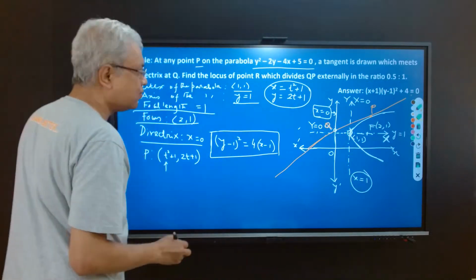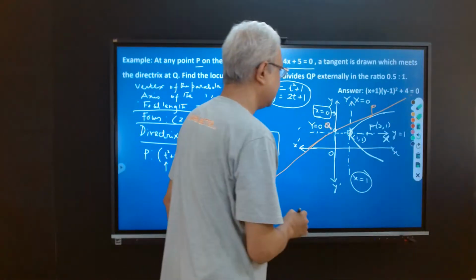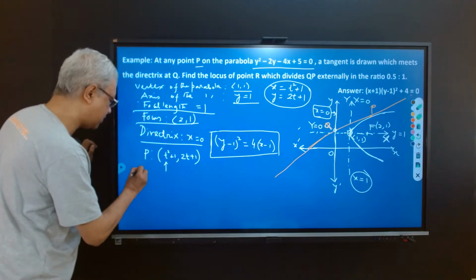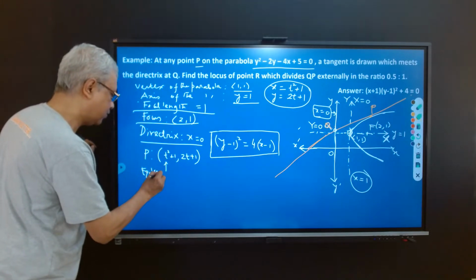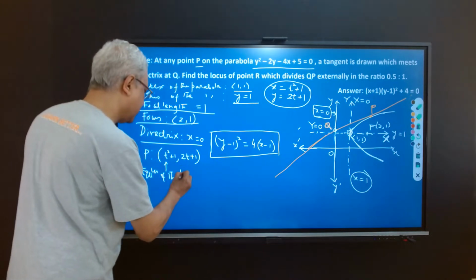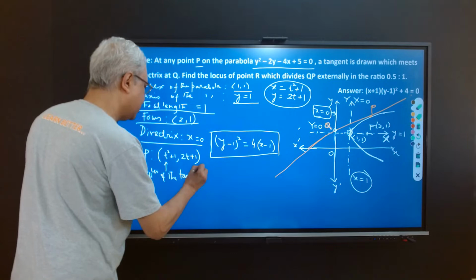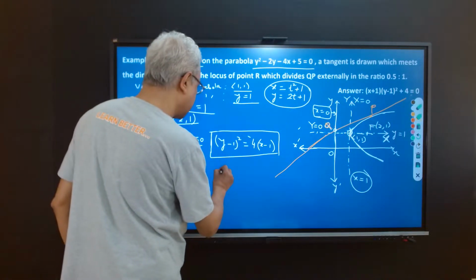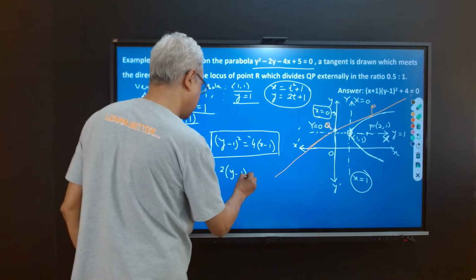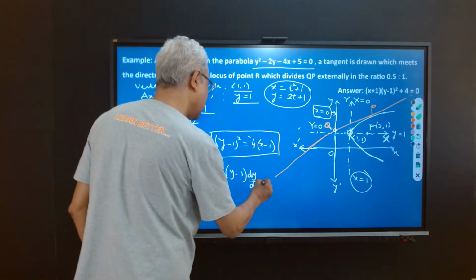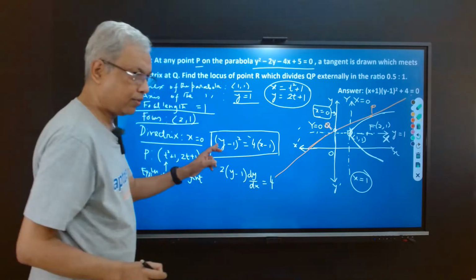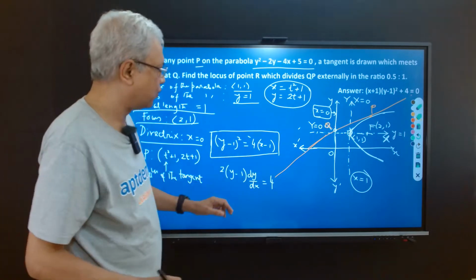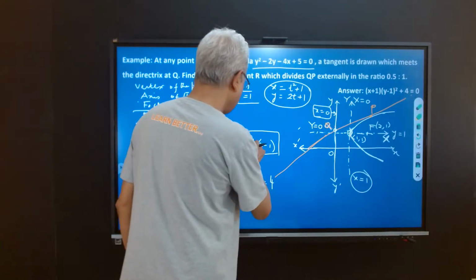Now what is the equation of the tangent? This is the tangent line. I am interested to find the equation of the tangent. How do we do that? Our given parabolic equation is this, so from this I differentiate. If I differentiate this equation with respect to x, 2y minus 1 dy dx equal to 4. There is no issue.